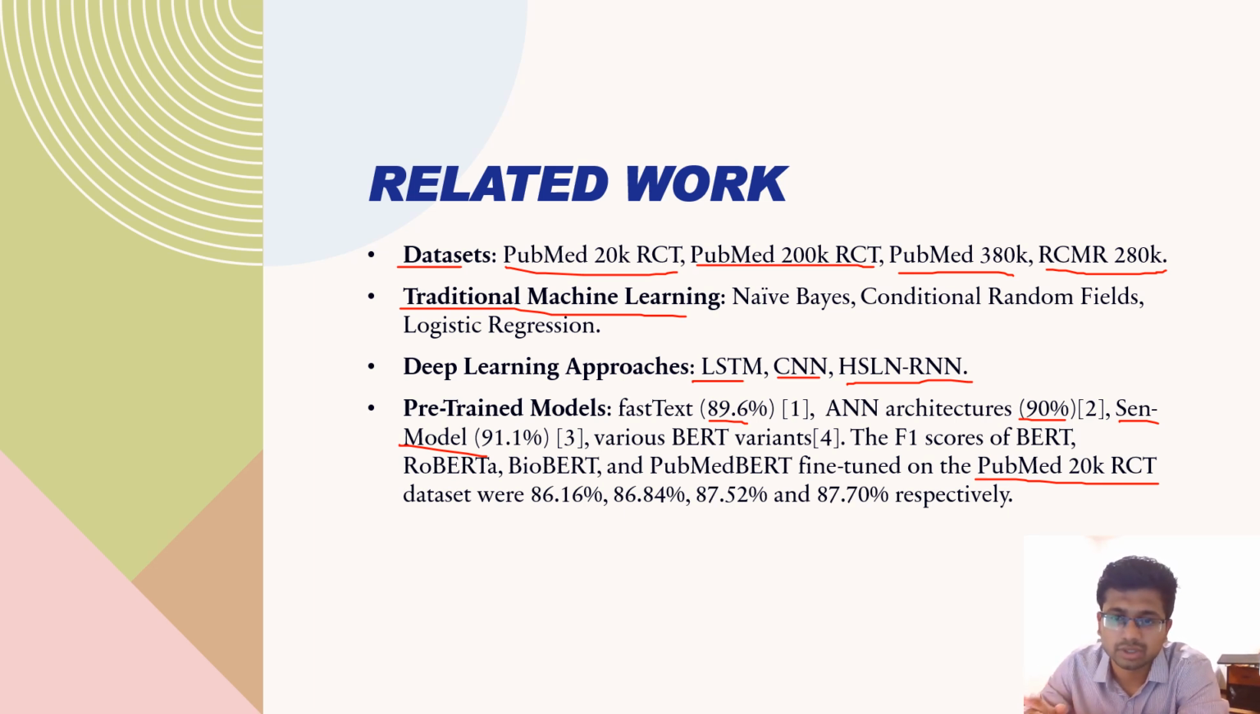Along with that, there are various BERT-based variants as well, which are fine-tuned over this corpus, and the F1 scores that BERT, RoBERTa, BioBERT, and PubMed BERT got by fine-tuning over this dataset are 86.16, 86.84, 87.52, and 87.70 respectively.